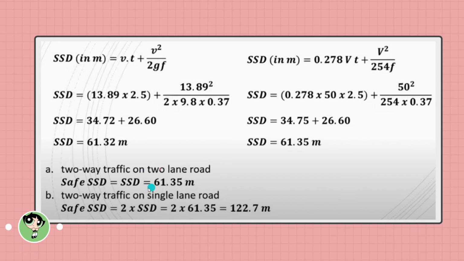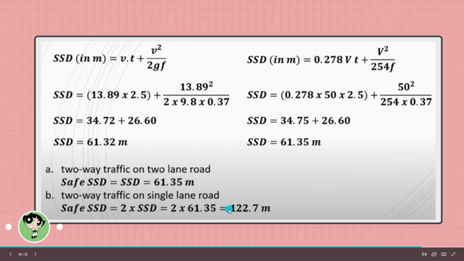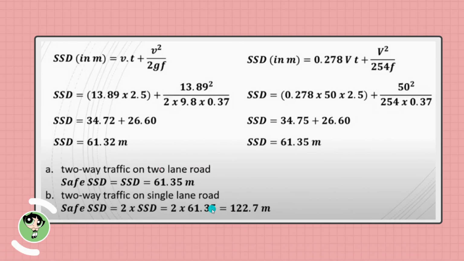Ang atuang sa single lane road is we're just going to multiply it to 2. So 2 times 61.35, it will give us a length of our safe stopping sight distance on a single lane road, which is 122.7 meters. So, ani ra siya kadali ang atuang safe stopping time.